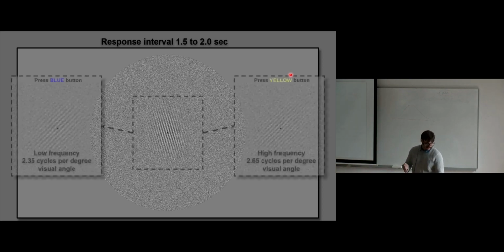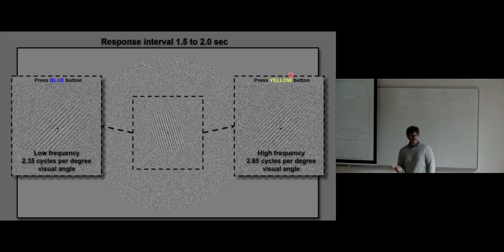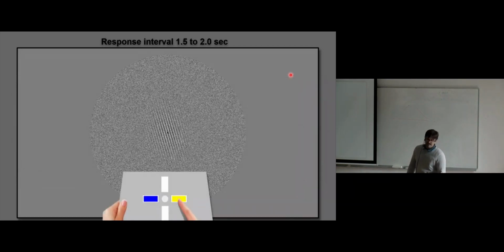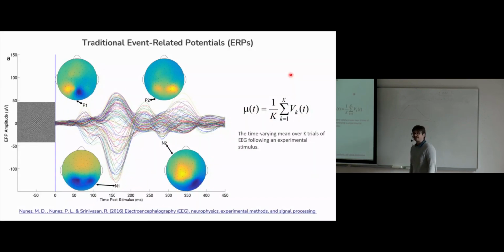On top of that changing fuzzy noise, you see a Gabor patch or a sinusoidal grating, and it's just a simple two-alternative forced choice. You press one button if it's low spatial frequency, which is a smaller number of fatter bars in a defined area, or another button if it's high spatial frequency, a larger number of thinner bars. The participants learn this over the period of the task. Of course, we could collect traditional event-related potentials to the onset of the Gabor.